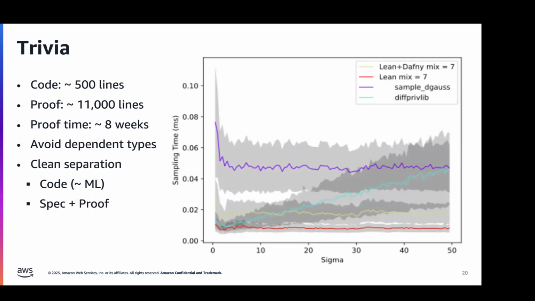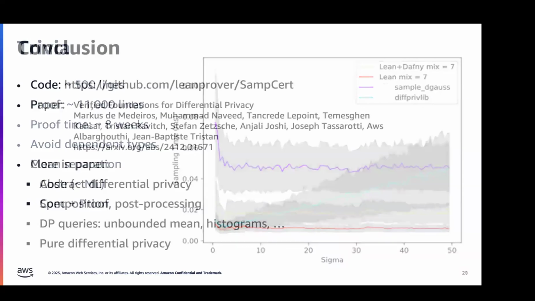Some methodology details. I try as much as possible to avoid dependent types or indexed families or things like this. And I try to maintain a clean separation between the code, which I write essentially in a subset of ML, where I keep things simple, and have the spec and the proof on the side. And the performance is very good. That's what the figure on the right shows. The red curve is the extracted one, but keep in mind, of course, it's C++. But the yellow one is still Lean extracted to Python. So the performance is very decent.